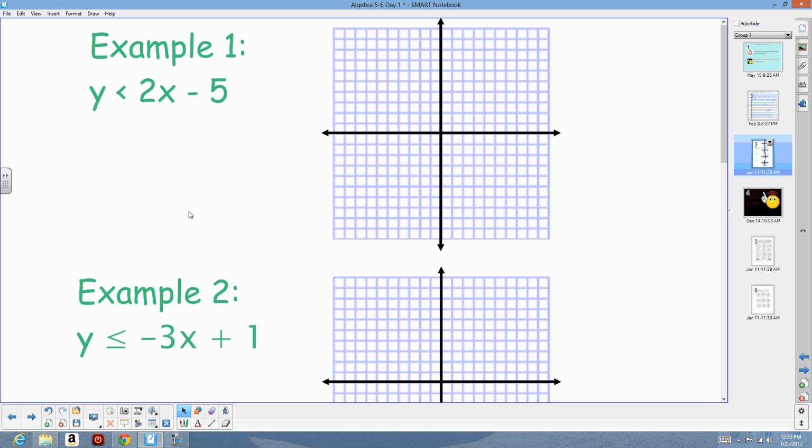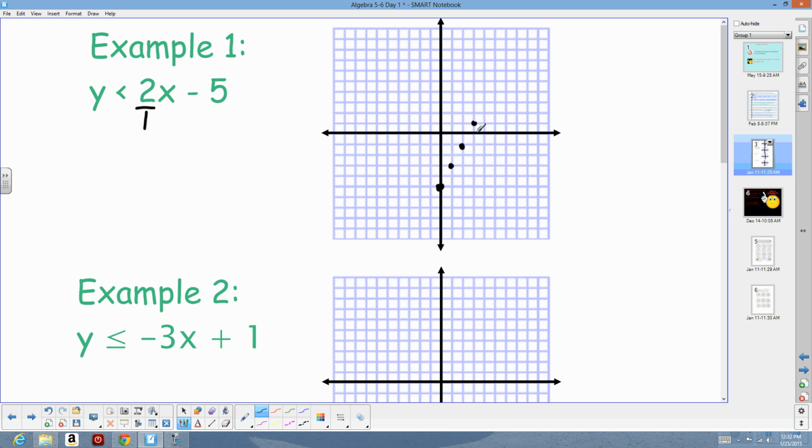Our first example is y is less than 2x minus 5. So we're going to start by graphing the line y equals 2x minus 5 by plotting the y-intercept, which is negative 5. So we're going to go on the y-axis to negative 5 and put a point. And then the slope is 2. Since it's a whole number, we're going to write it as a fraction. We're going to rise 2 and run 1. Rise 2, run 1.